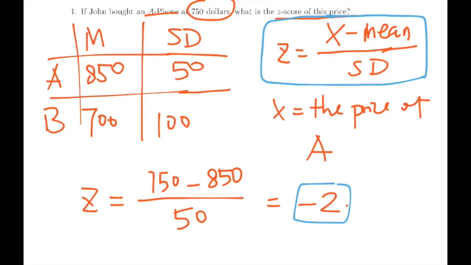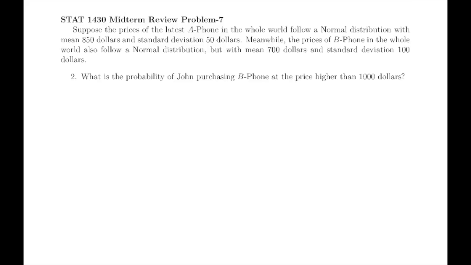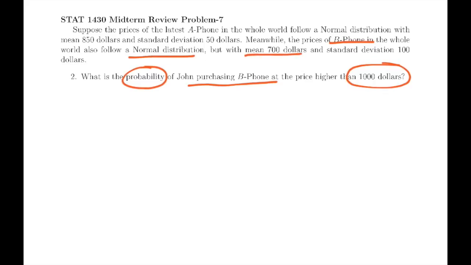And then let's go to the second part. We still have the same setting, and in this case, we want to find the probability of John purchasing a B phone at a price higher than $1,000. Again, remember that for the B phone, its prices follow a normal distribution with mean $700 and a standard deviation of $100.